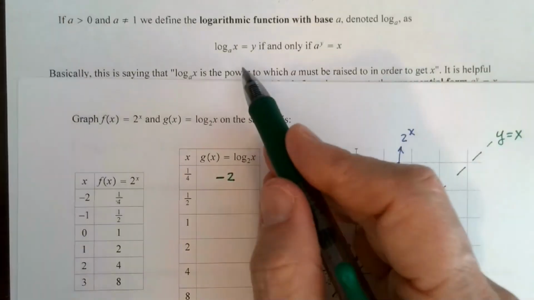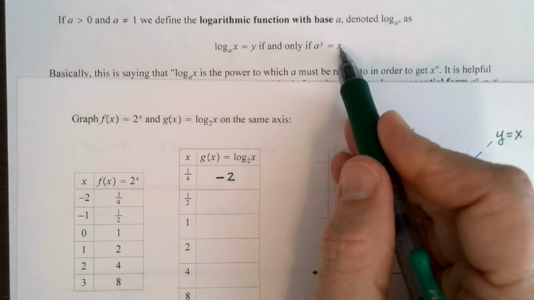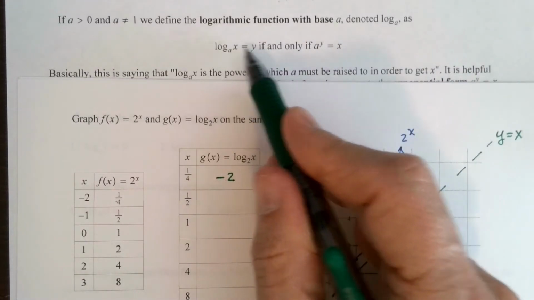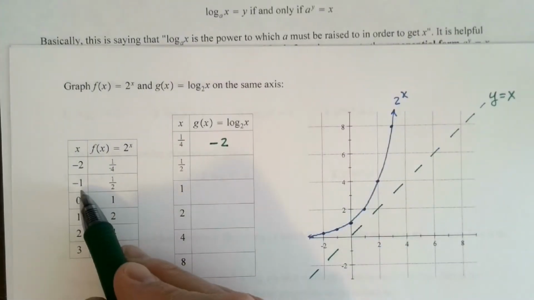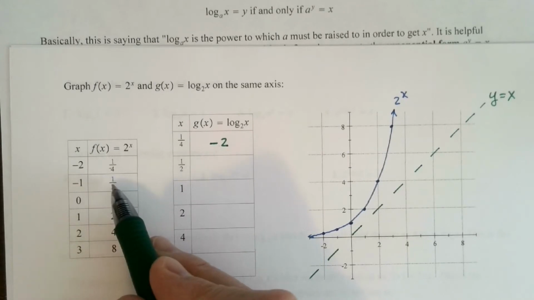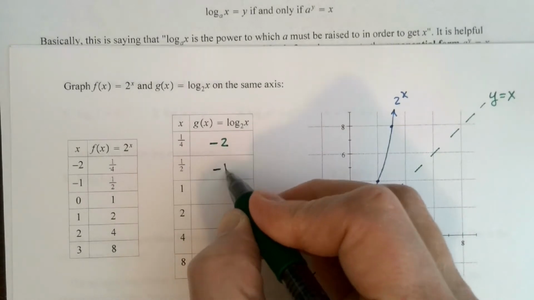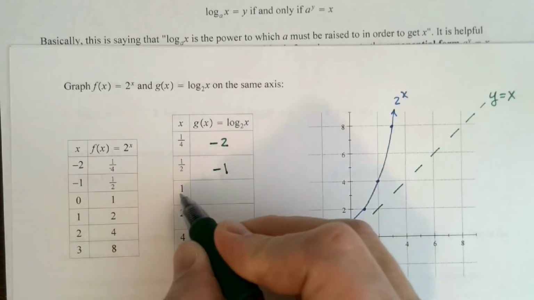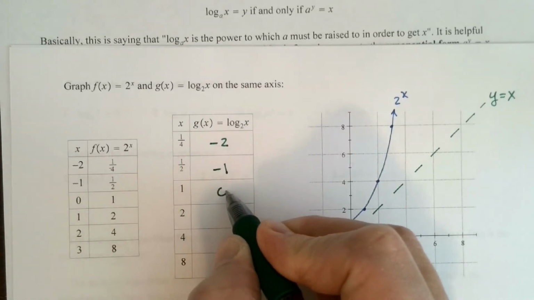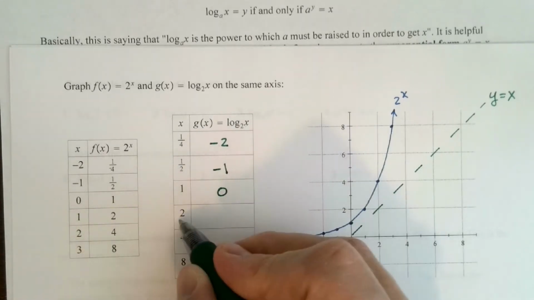If I plug y into the exponential function, I get out x. If I plug x into the logarithmic function, I get back to y. That's exactly the relationship here. So 2 to the -1 power is 1/2. Therefore, log base 2 of 1/2 is -1. 2 to the 0 power is 1, therefore log base 2 of 1 is 0. 2 to the first power is 2, therefore log base 2 of 2 is 1.